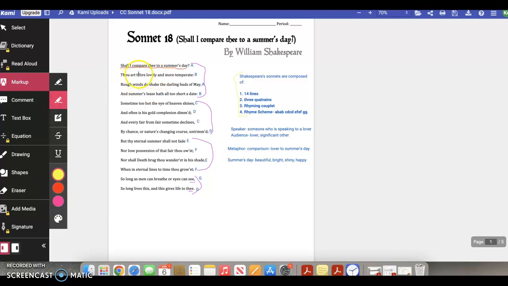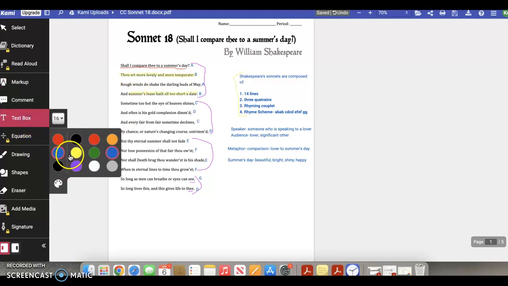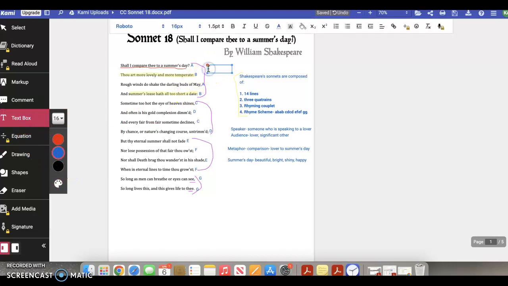"Thou art more lovely and more temperate." So even with comparing the summer's day, he's saying that the lover is better than the summer's day, because in the summer's day, "rough winds do shake the darling buds of May, and summer's lease hath all too short a date." So summer is too short. His love for this individual is greater than just the short months of summer. So it's longer and greater than summer. Okay, so the love is better.